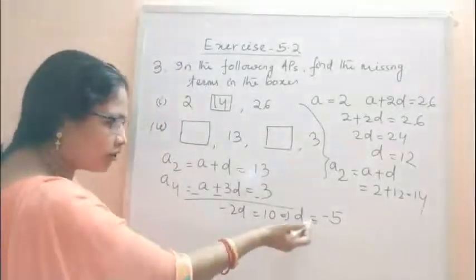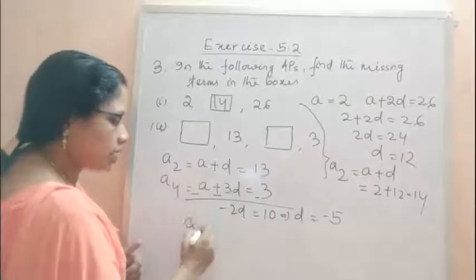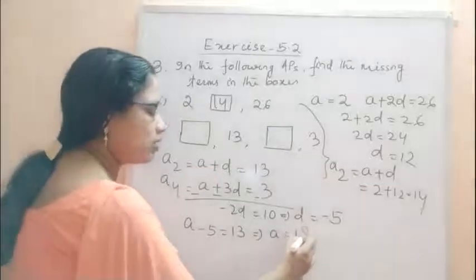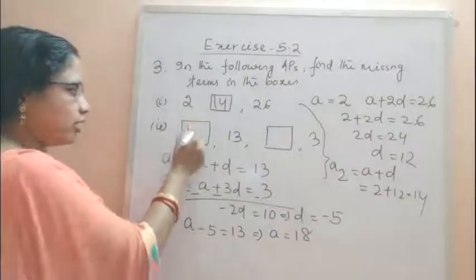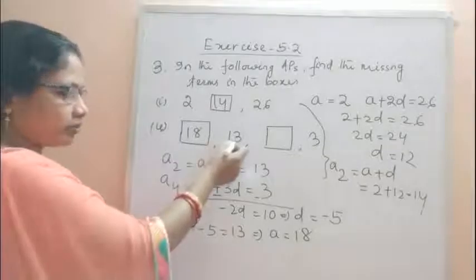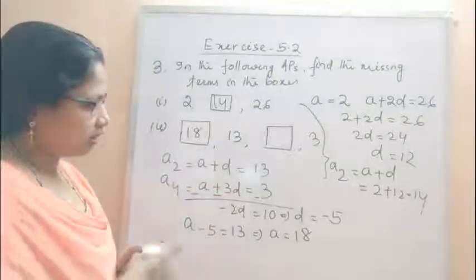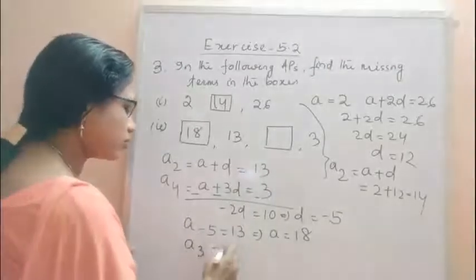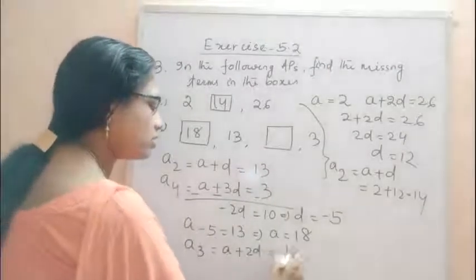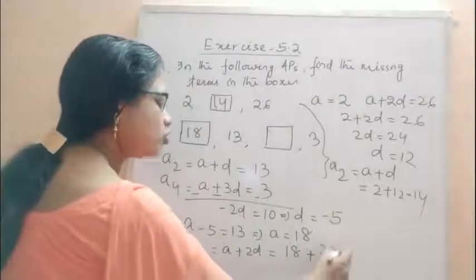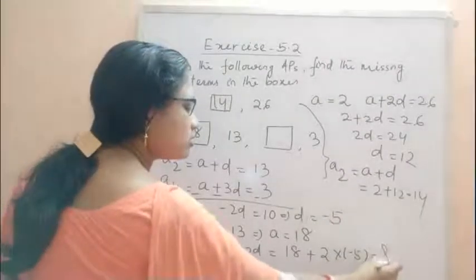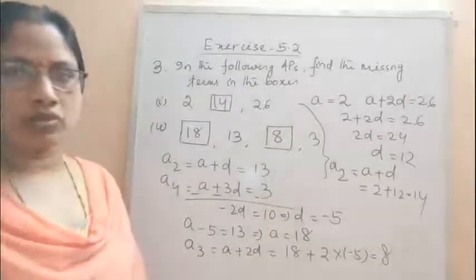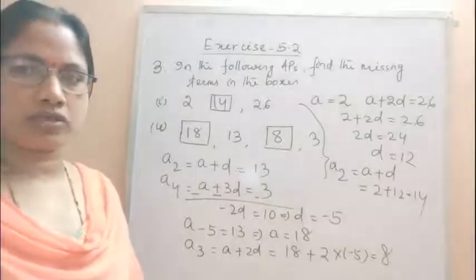Then put the value of d in the first equation. So a minus 5 is equal to 13, so a is equal to 18. Then a2 is 13, and a3 we have to find. a3 is equal to a plus 2d, that is 18 plus 2 into minus 5, which is equal to 8. So a3 is 8. In this way, let us solve the next question.